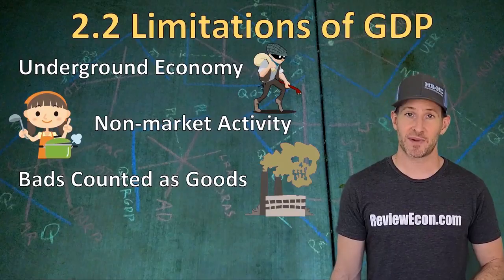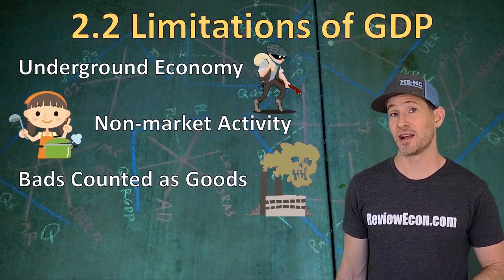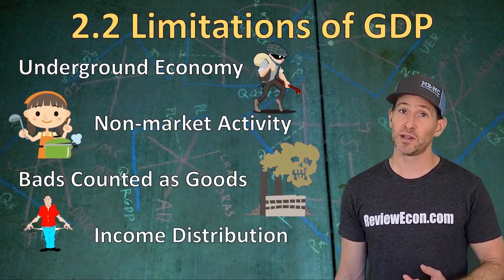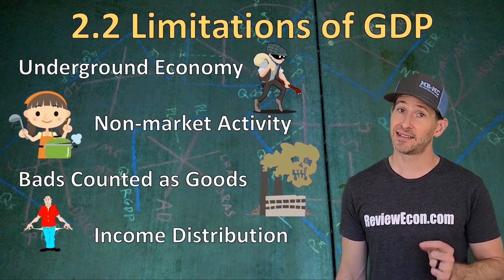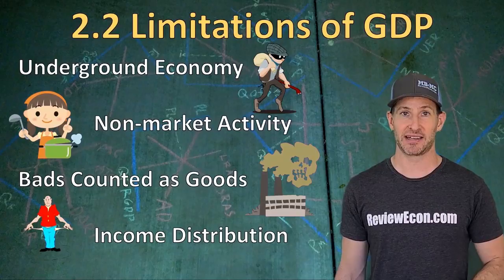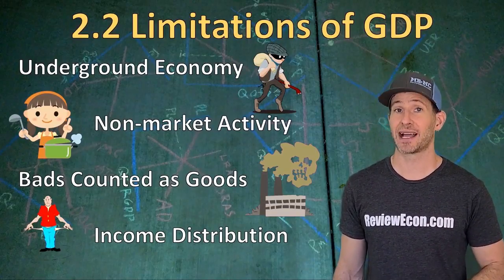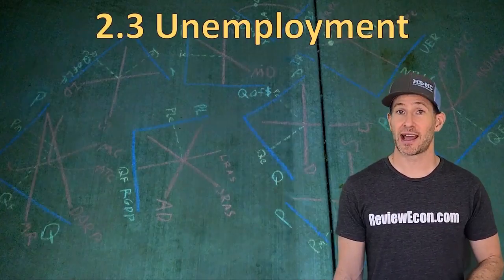The final limitation about gross domestic product when being used as a measure for standard of living is the distribution of income. GDP only tells us the total well-being. It doesn't tell us who is getting that well-being. So we might want to look at the Lorenz curve or the Gini coefficient that you may have learned back in micro. The next thing we're going to do is look at unemployment.